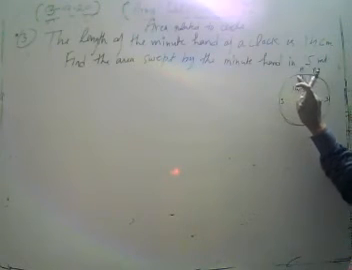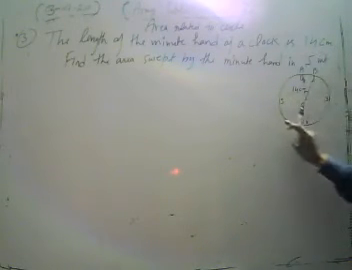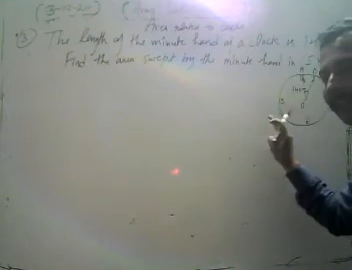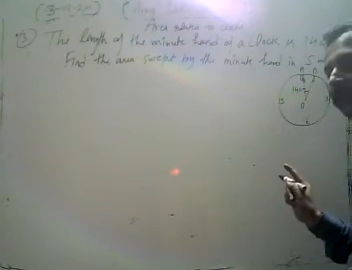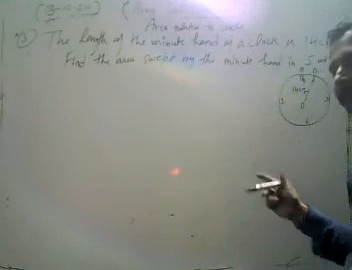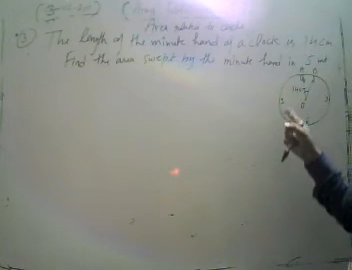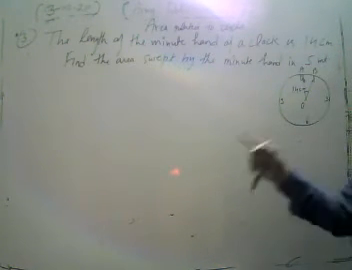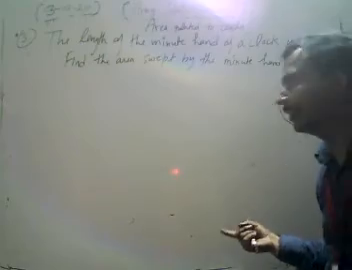In 60 minutes, the minute hand completes 1 hour and covers a 360 degree angle. Then in 1 minute it covers 360 upon 60, which means 6 degrees. Then in 5 minutes it covers 6 into 5, which is 30 degrees.